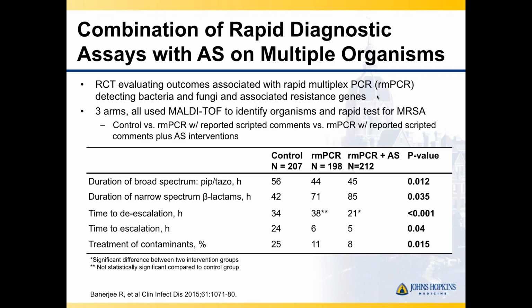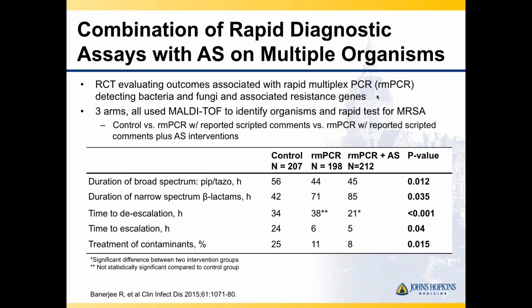So at the baseline at this institution, everybody was getting MALDI-TOF. So their baseline was already much further advanced than perhaps in some of the other studies that didn't utilize any rapid diagnostic assays. And they also did rapid tests for MRSA. So on top of those two tests, they also implemented FilmArray and did a randomized control, just a rapid PCR FilmArray, and then the third group included antimicrobial stewardship intervention.